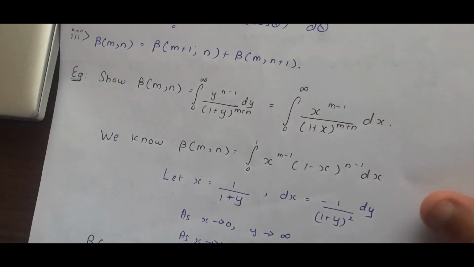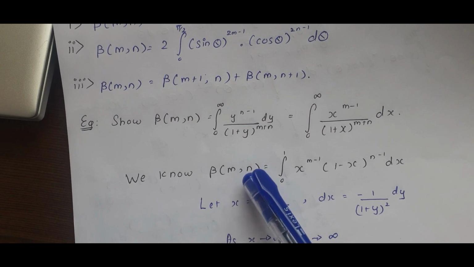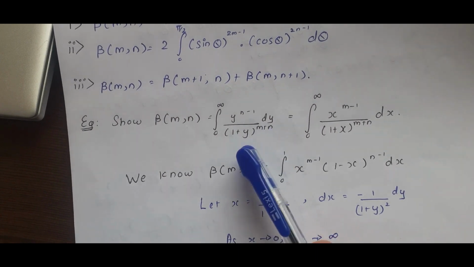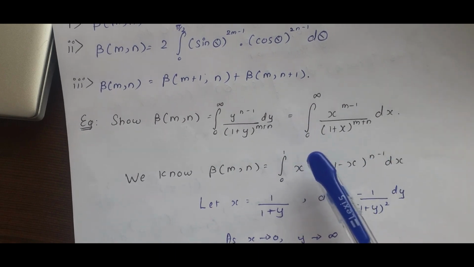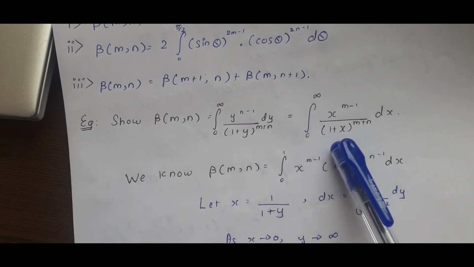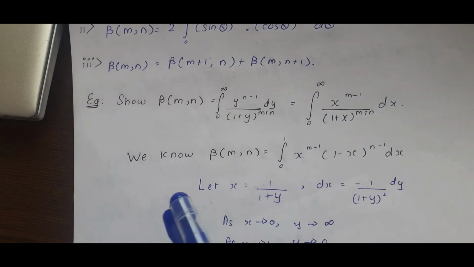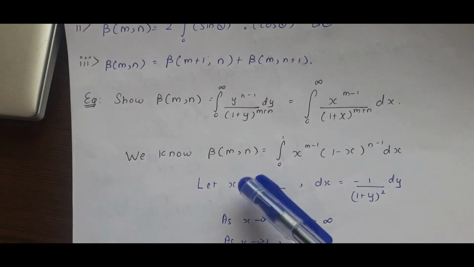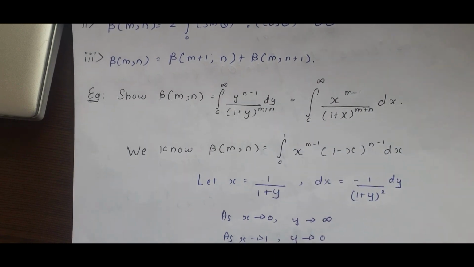Our first question is, show that beta of m comma n equals integration 0 to infinity y power n minus 1 upon 1 plus y power m plus n dy, which is equal to integration from 0 to infinity x power m minus 1 upon 1 plus x power m plus n dx. So now we know we write a beta function x power m minus 1, 1 minus x power n minus 1 dx, integration from 0 to 1.